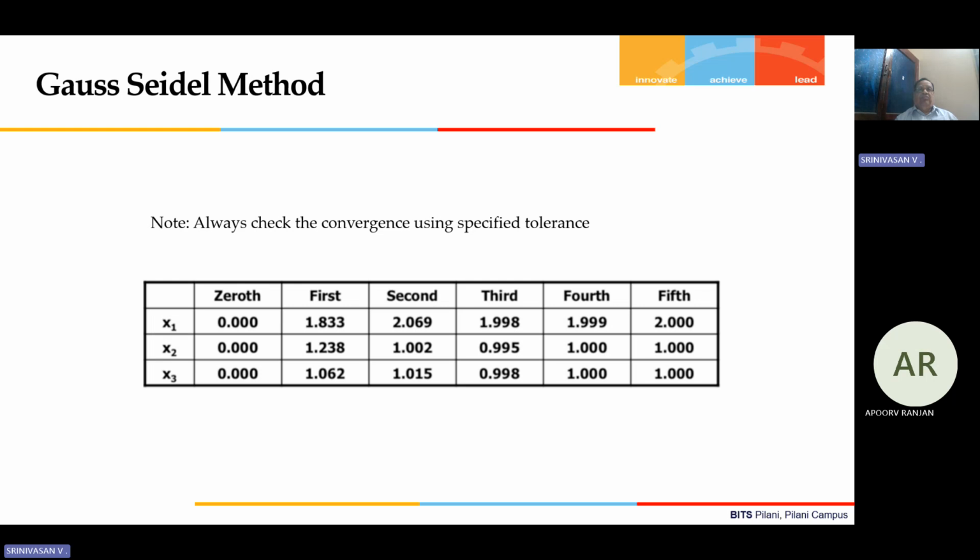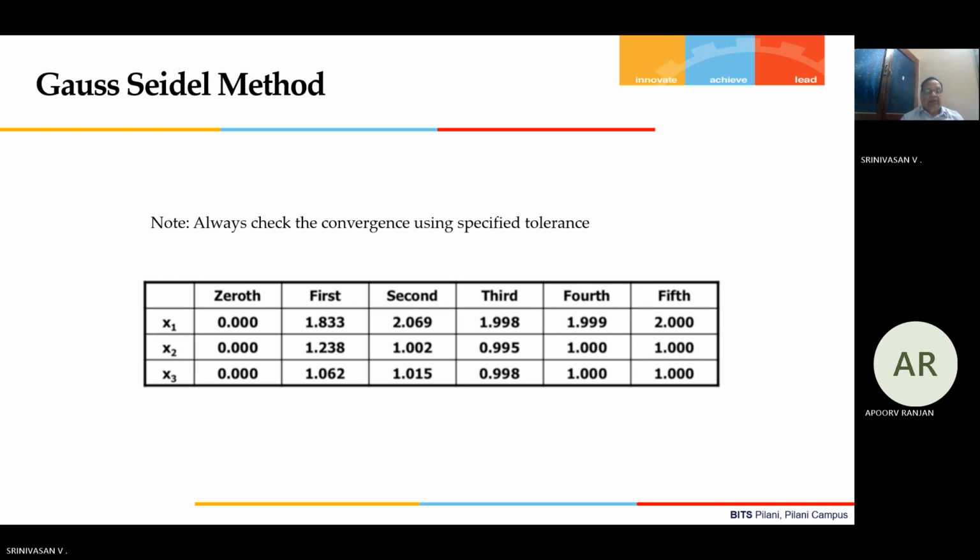So 0th means x1, x2, x3, 0 each. Since every value here has 3 decimal places, here also it is given in the same fashion, 0.000. Otherwise, if you just put 0 also, nothing wrong. So 1.833 we have seen, 2.069, 1.998, 1.999. Of course, from this itself you can see third and fourth, but if you go further, you see the best approximation: 1.999 becomes straight away 2 and 1.000, 1.0. So the values of x1, x2 and x3 are 2, 1 and 1.